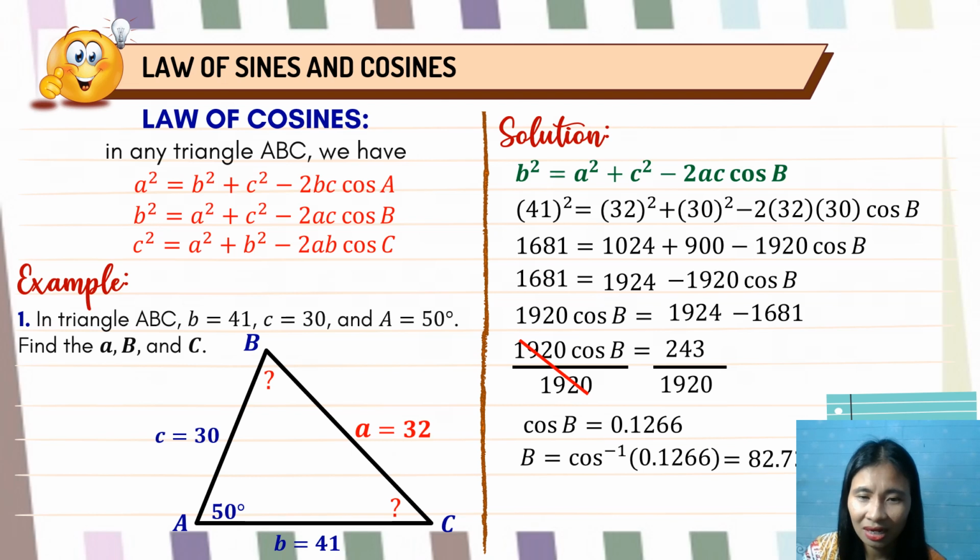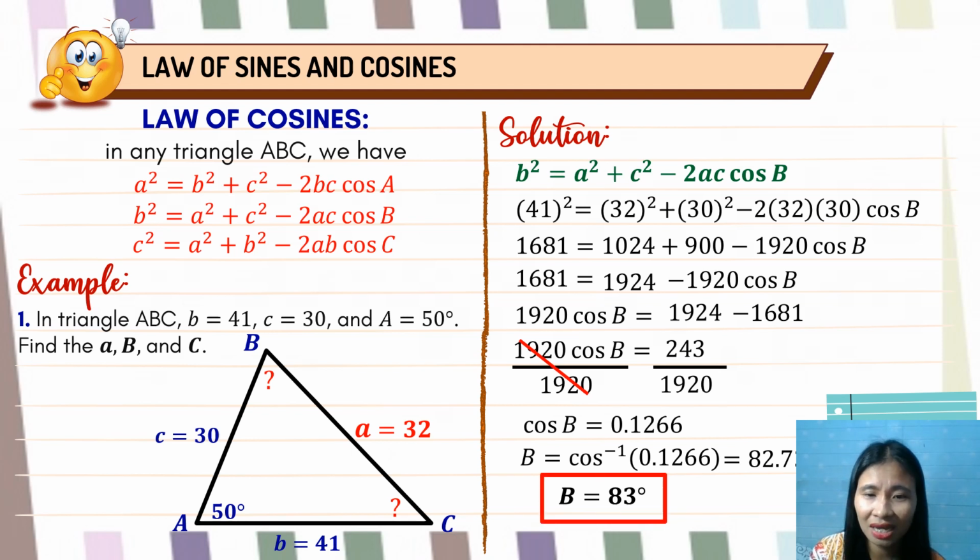0.1266. And in that case, you will be able to get 82.73. Now, we will try to round it off into whole number. So, approximately, angle B is 83 degrees. Okay? So, we are done solving with angle B. So, what remains is angle C.